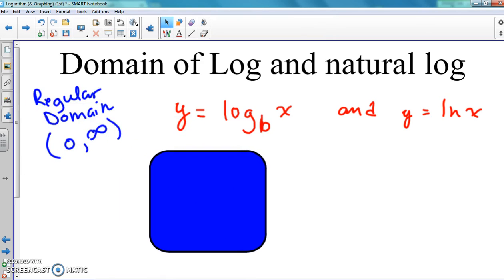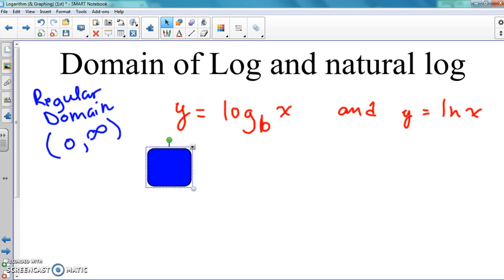Oh yeah, remember the domain for logs? Remember that was from 0 to positive infinity? It doesn't cross the y-axis at all, so your domain is just going to be from 0 to positive infinity. It doesn't equal 0 because it doesn't touch the x-axis. So we have parentheses on 0 and positive infinity.